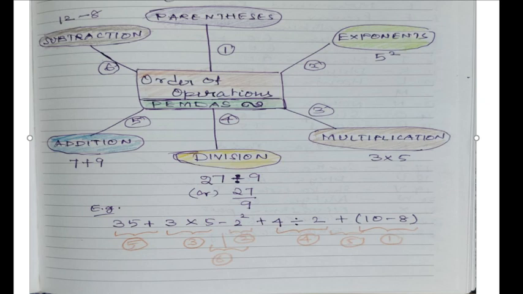For example, let us consider the problem given below. 35 plus 3 into 5 minus 2 squared plus 4 divided by 2 plus 10 minus 8 within the parenthesis. So in this problem, we need to give the priority to parenthesis. That is point number 1. Here it is indicated by 1, that is 10 minus 8. Those numbers are available within the parenthesis. So 10 minus 8, that is the first operation you are supposed to do.